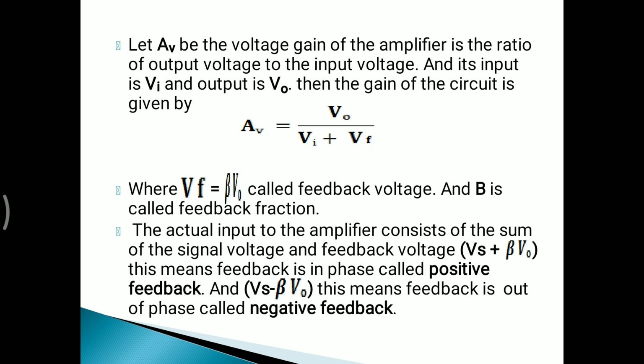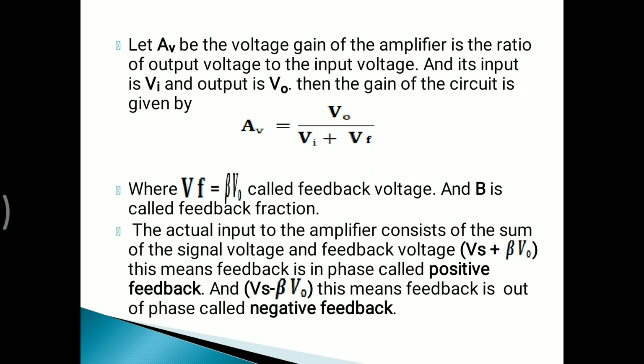So at the input you have two signals, one from the input of the source and another one is the feedback voltage from the feedback network, where Vf equals beta into V naught, where beta is the feedback fraction and Vf is called the feedback voltage. The actual input to the amplifier consists of the sum of the signal voltage and the feedback voltage.